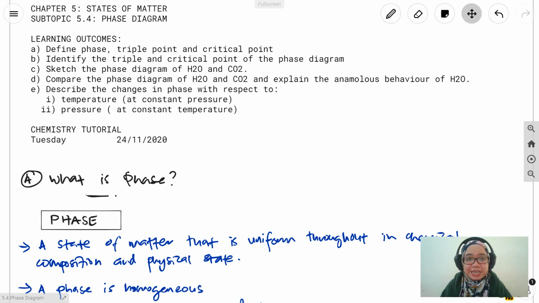Alright, so today we are going to the last part of chapter 5. So, we're going to look at subtopic 5.4, phase diagram.